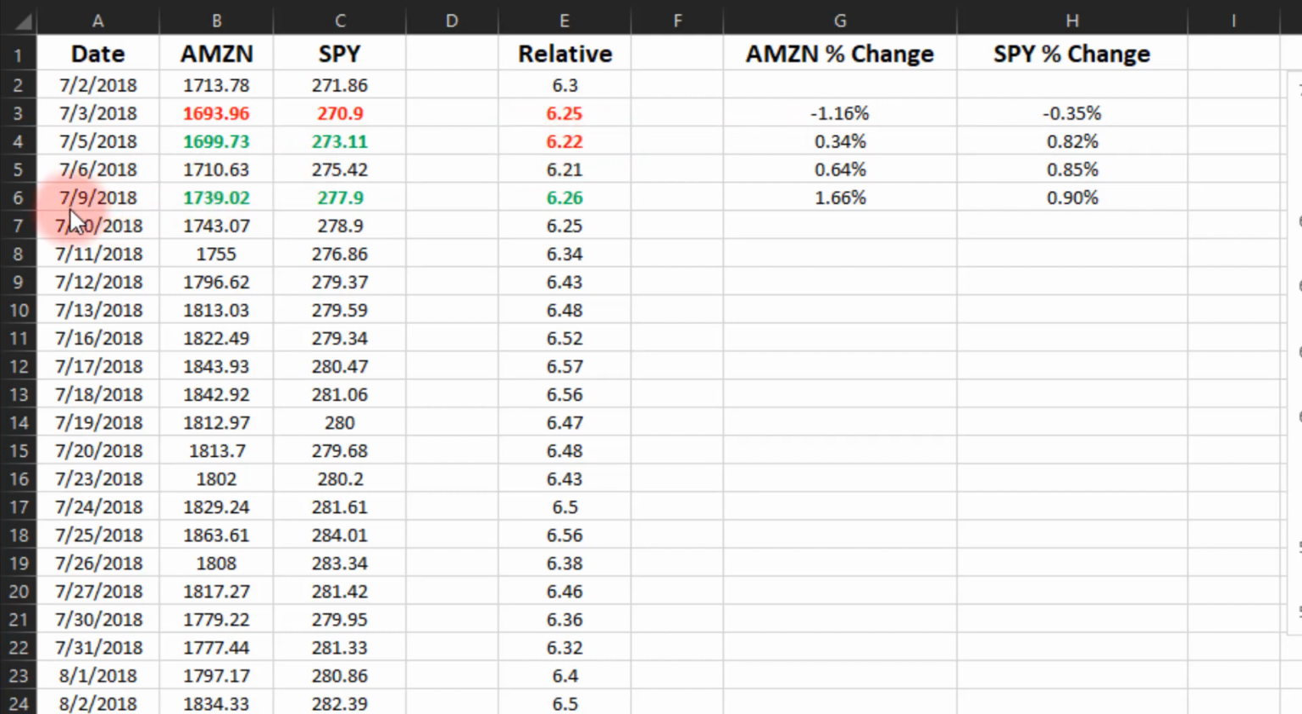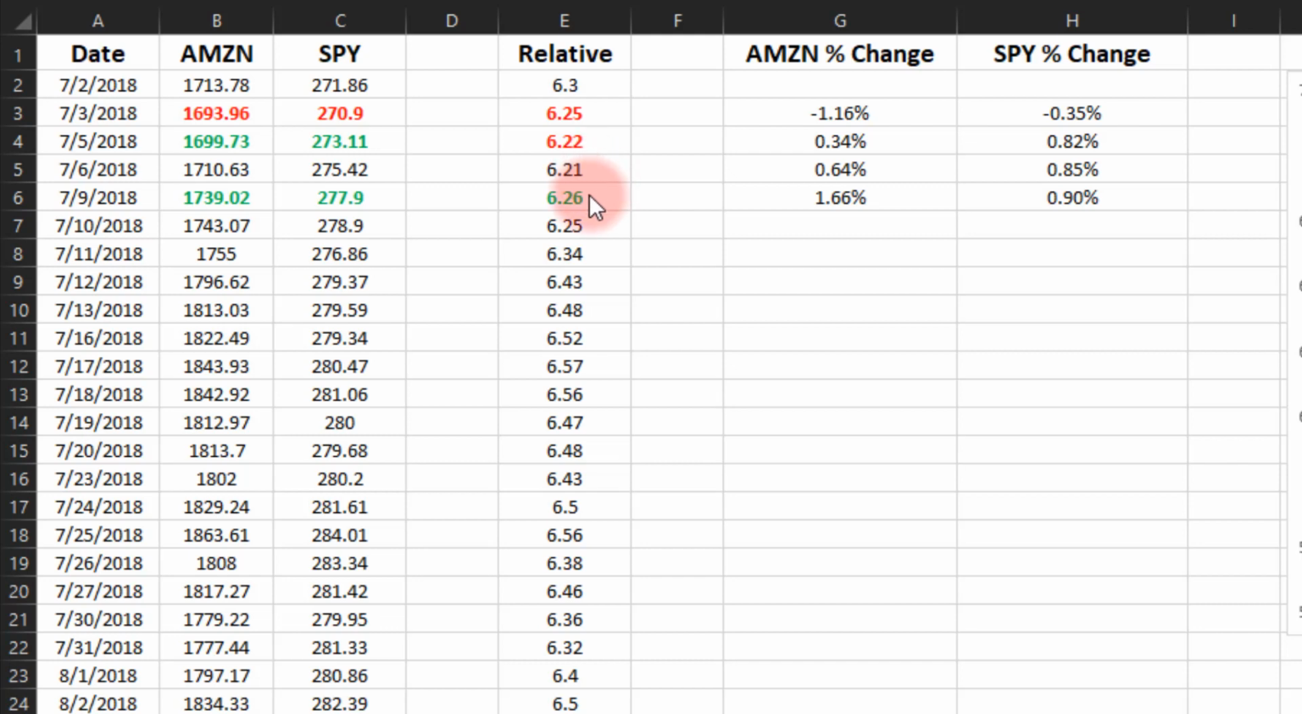Now let's take a look at 7.9. Amazon increased from 1710 to 1739, showing that in green. The S&P increased from 275 to 278. And if we divide those out, we get 6.26. Why did we increase from 6.21 on the previous closing to 6.26? This time, Amazon increased by a larger percentage. It went up about 1.7%, whereas the overall market went up about 1%. So in relative terms, Amazon outperformed the market, and that's why our indicator ticked up from 6.21 to 6.26.